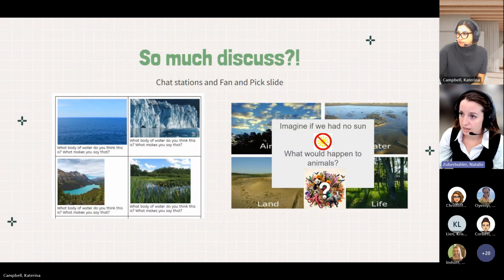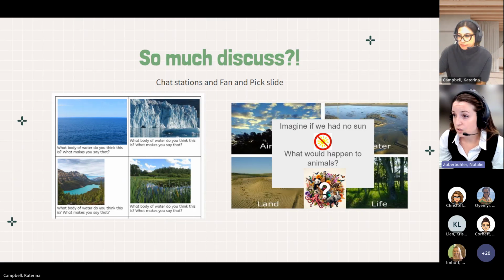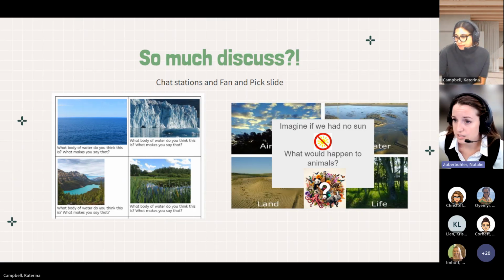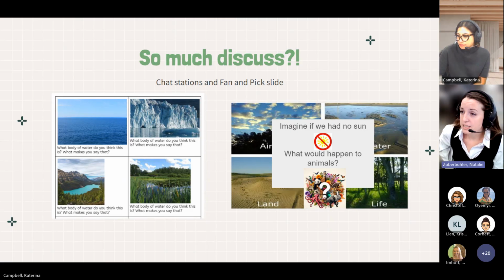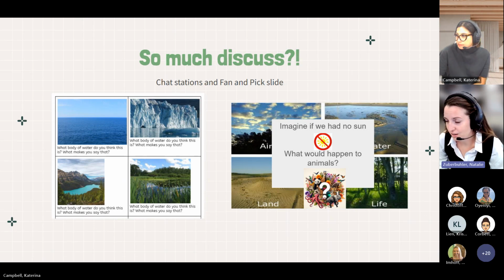For some of us who are getting ready on Edwin, there's rich images on there. There's things like Google Earth and virtual field trips that we can engage with to get our students discussing. But in the pacing guides and in curriculum crates, you'll see things to support you with the verb discuss, like chat stations and things like fan and pick, and visible thinking routines like imagine if on there.